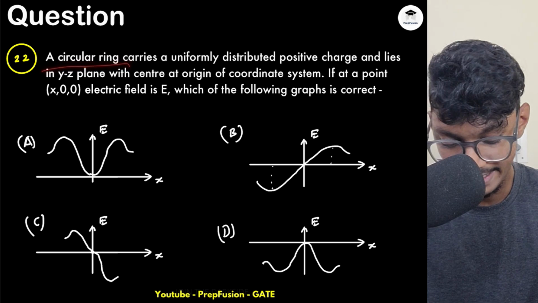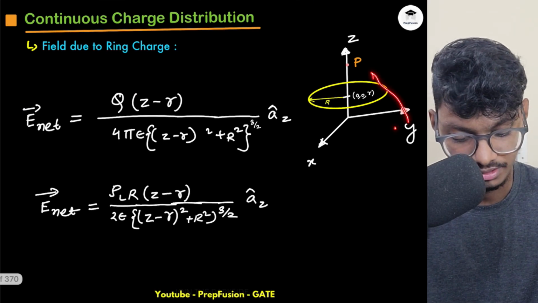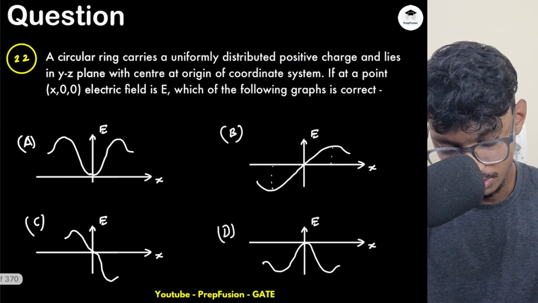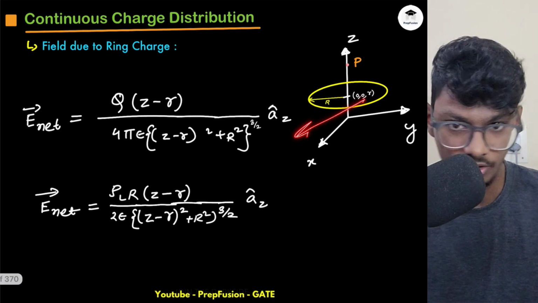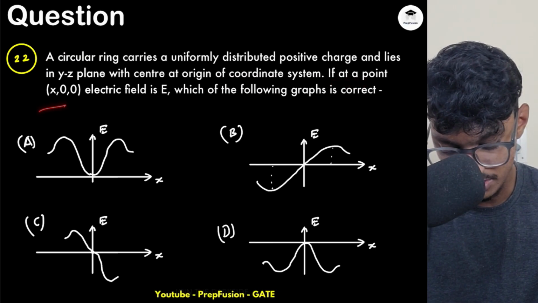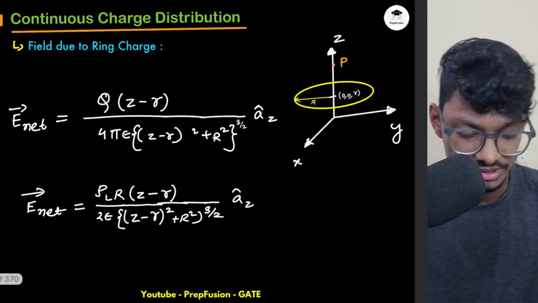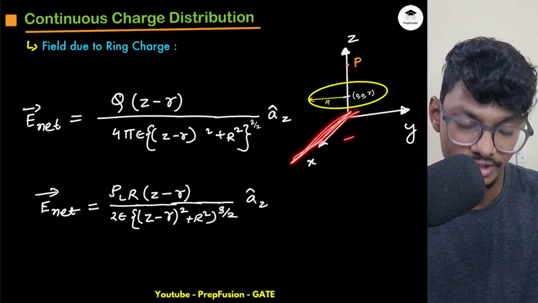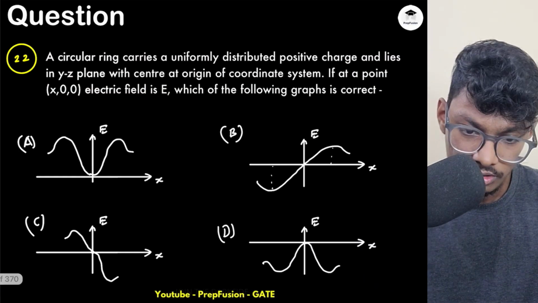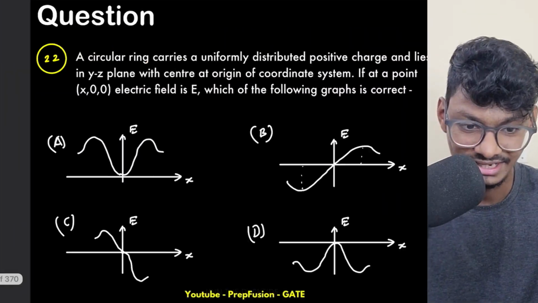A circular ring carries a uniformly distributed positive charge and lies in the yz plane. Okay, it is lying in the yz plane, so the electric field will obviously be in the x direction, along the axis. If at a point x, 0, 0, the electric field is E, which of the following graphs is correct? So basically I am varying x and measuring the electric field intensity. I have already shown you the graph. The graph will be somewhat like this, right?